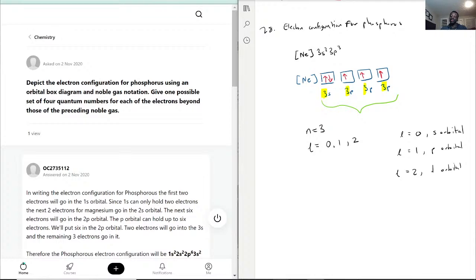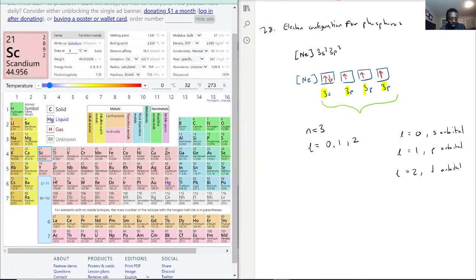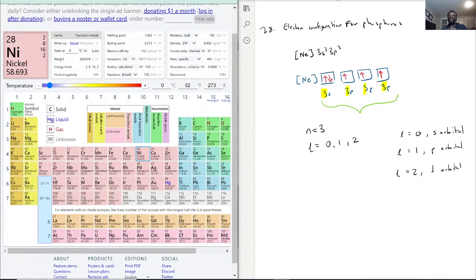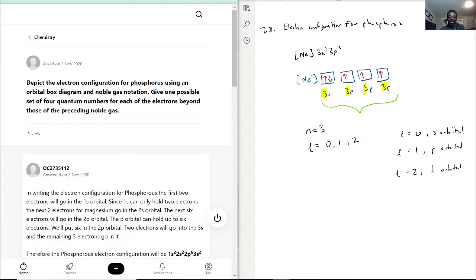Here's the thing about the d orbital. If you look at this periodic table, the d orbital actually starts on the 4th row. But the way the d orbitals work is that once you get into the 4th row, that d orbital is going to be n minus 1, whatever row you have, minus 1. So for phosphorus, it doesn't have any d orbitals. This is just a possible orbital it could have if you're on the 3rd shell.